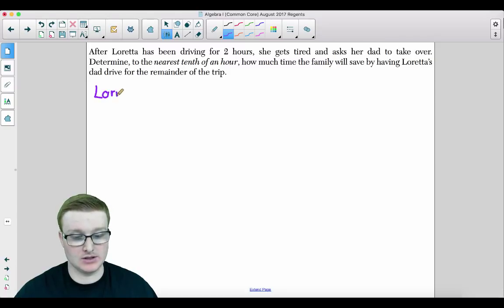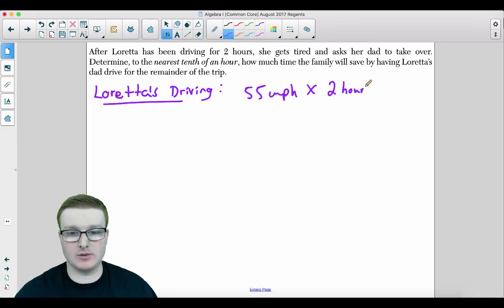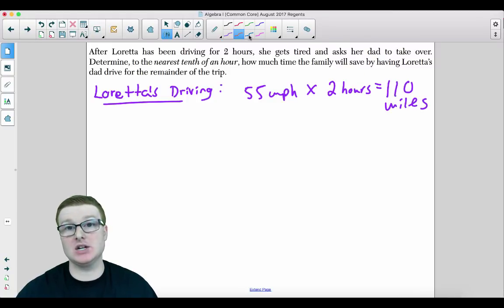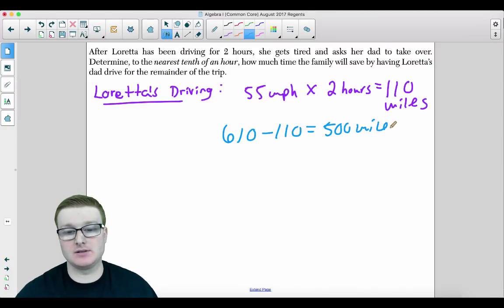Loretta's driving. So things have changed on Loretta. She got tired. So she drove, now it's 55 miles per hour times 2 hours. That will give you 110 miles driven. So Loretta now drives 110 miles. Now let's talk about the remainder of the trip. If we take 610 minus 110, there are now 500 miles left.